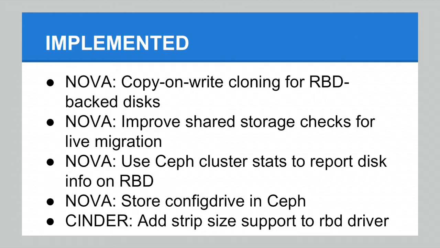In Nova as well, we use Ceph cluster stats to report disk usage. By default, the Nova Compute process reports many metrics, like what's the amount of memory currently being used on my compute node, how many vCPUs are already used, and what's the storage being used.